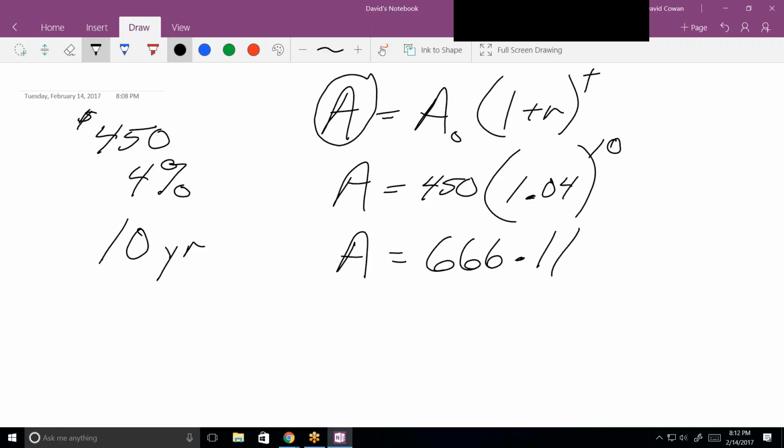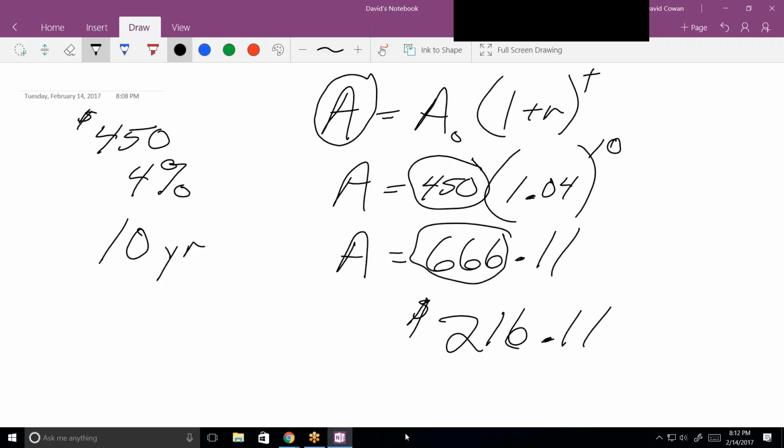So the interest you earned is 666 minus 450. In other words, $16.11 is the interest you earned. The rest of it was principal. $450 was yours to begin with. Now, at the end of 10 years, your account's worth $666. Well, anything in excess of $450 is the interest that you earned.